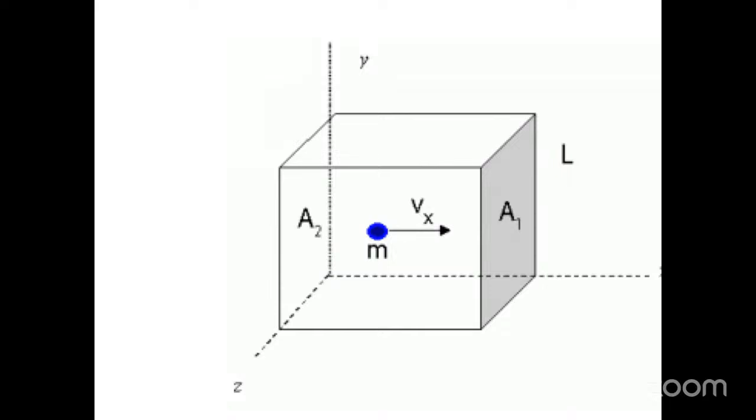When you find the pressure exerted by one particle, we assume all the particles are the same, so we can find it for n particles. Technically, just multiply by n.